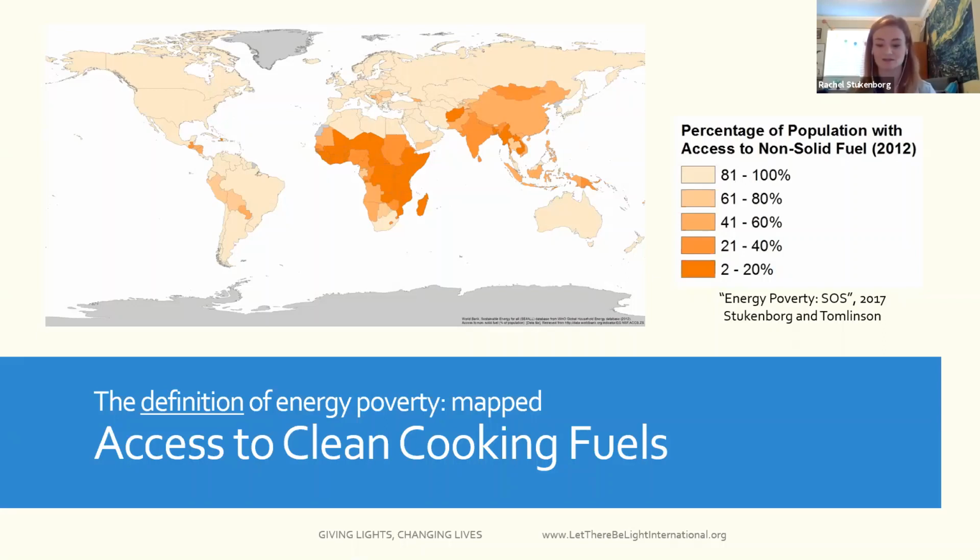So as you can see, the darker colors on the key are correlated with the least access to non-solid fuel. So where the darker colors are, people are primarily depending on biomass. And as discussed in the introduction, this is primarily a problem in sub-Saharan Africa and developing Asia.